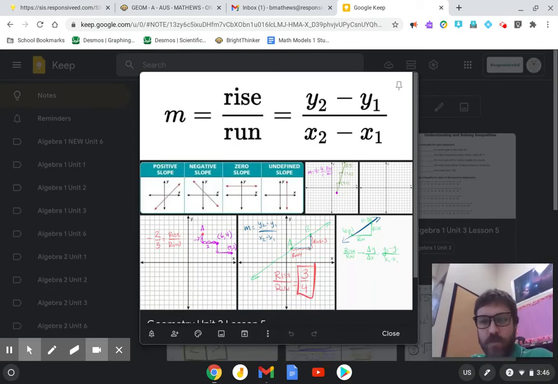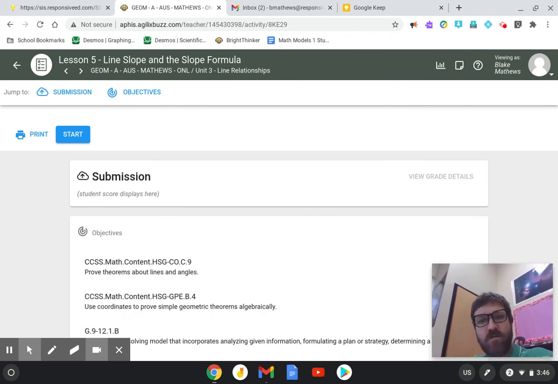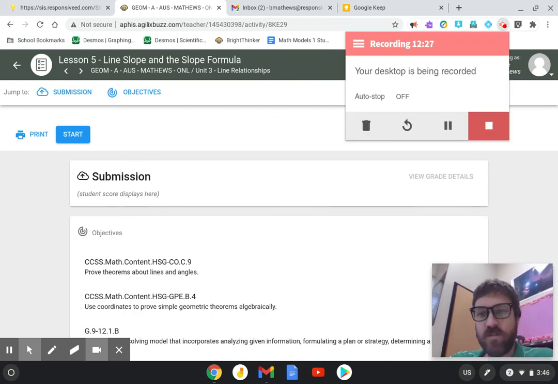And if you need graph paper, I would either recommend printing some out, but you can do most of these just by looking at the diagrams that they give you here. So that's it for this lesson, and stay tuned for lesson 6, and then we'll be done with this unit.